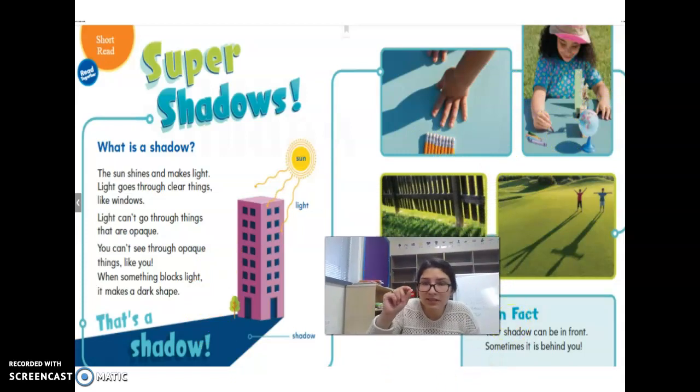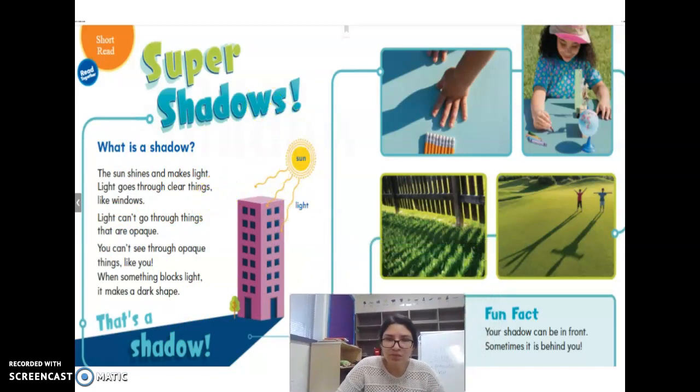Now details are the little things that we find in the story that help us, the reader, know, okay, yeah, this story was about shadows, okay? So let's see, let's read: light can't go through things that are opaque. When something blocks light, it makes a dark shape. So right here, those are details that are helping us understand that, yeah, this is what a shadow is. It supports the central idea, okay? So, all right, that's informational text and central idea with details. I hope you enjoyed this little review.